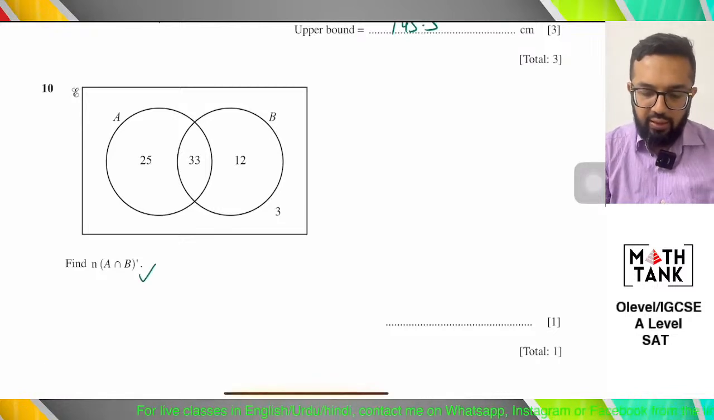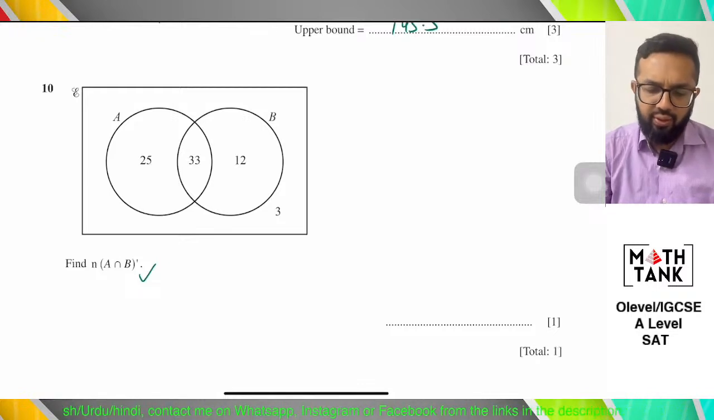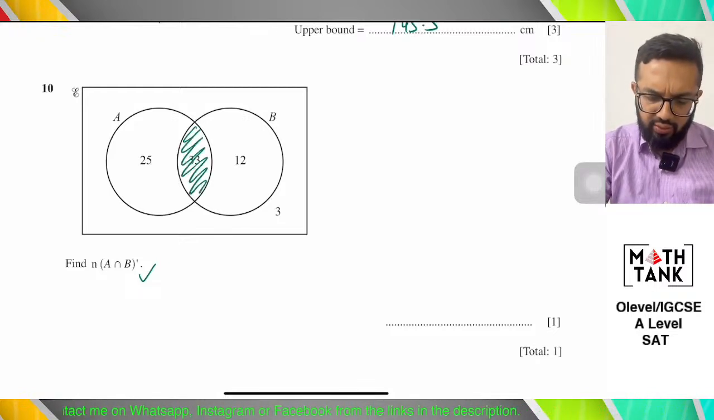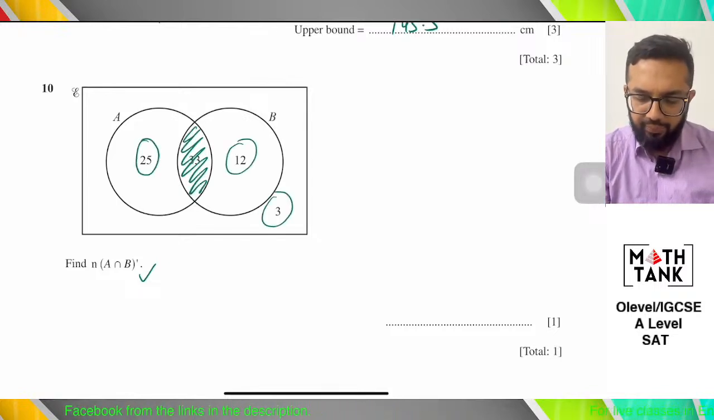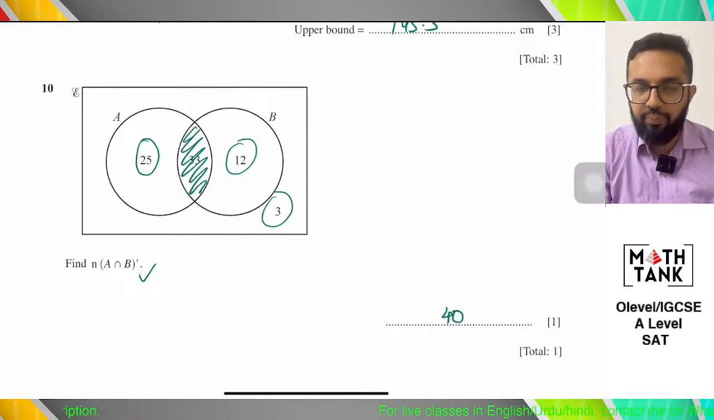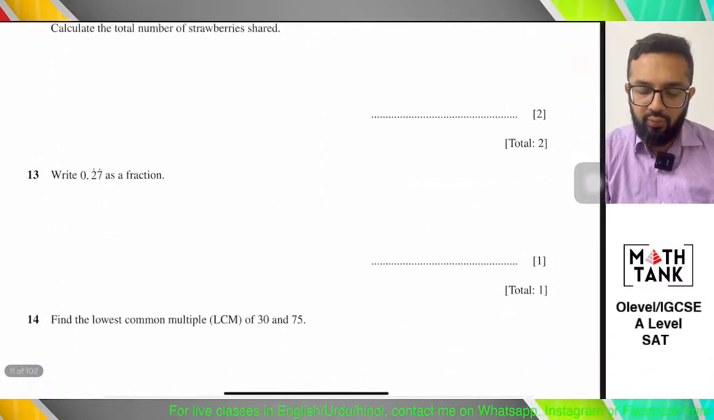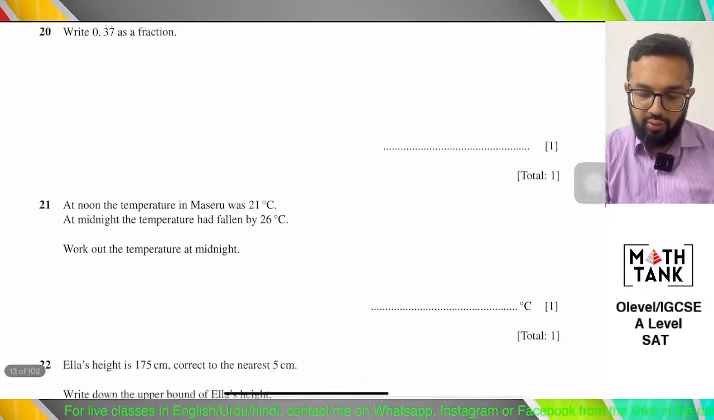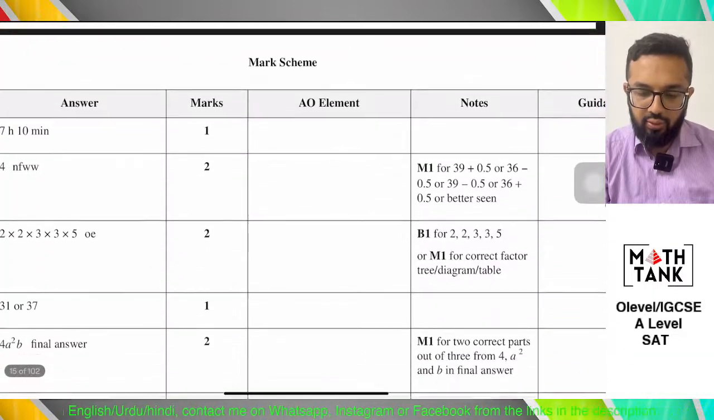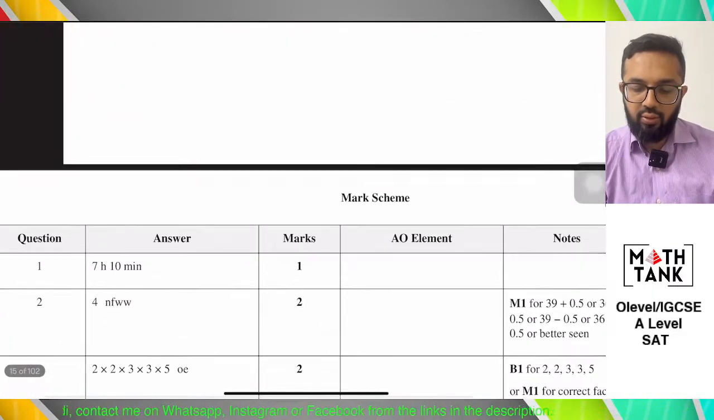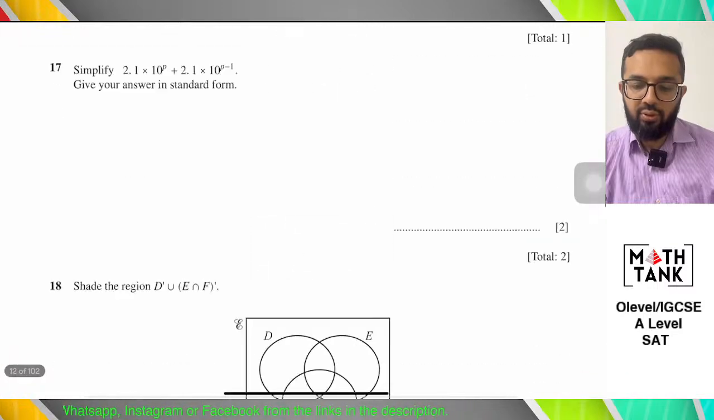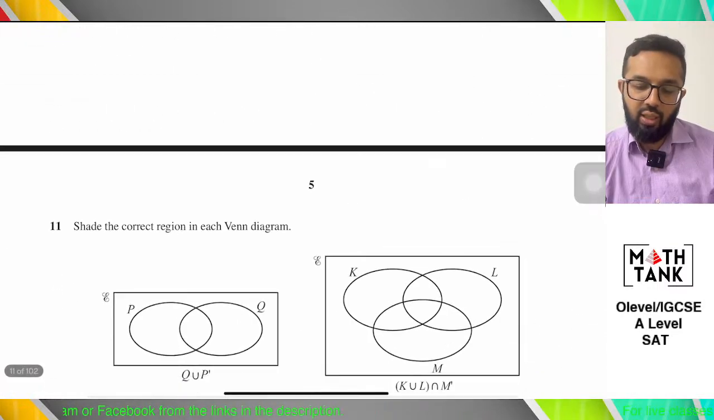Then it says in A intersection B, and I want the complement. What's A intersection B? That's this part. The complement of that would be this, this, that. So 25 plus 15 is 40. And we have a lot of questions actually. I should have checked my working on the way, but I haven't, so that's fine.